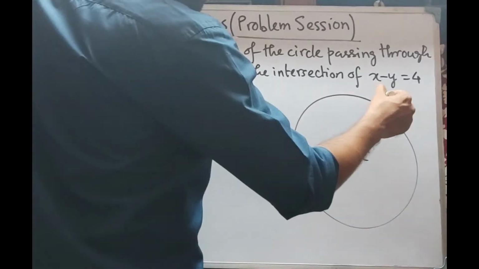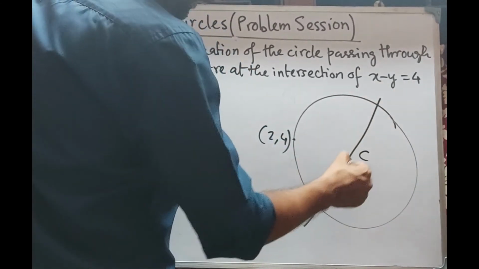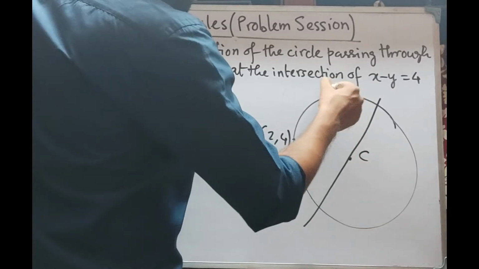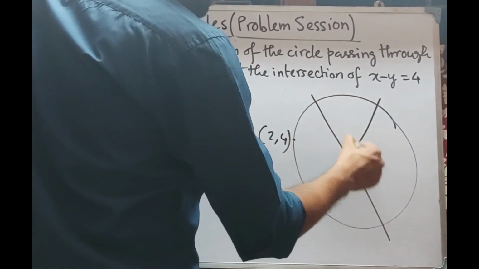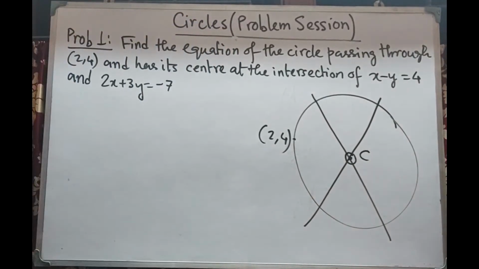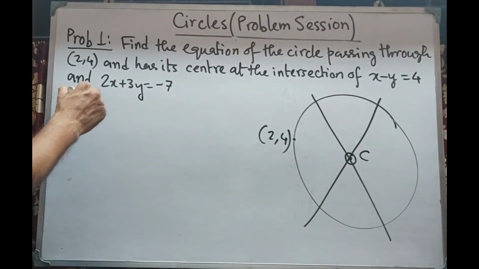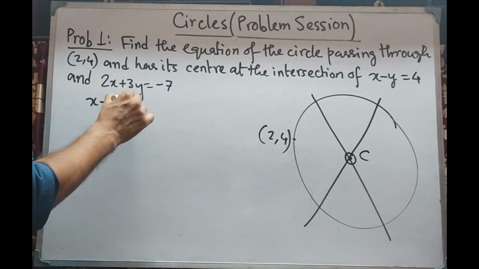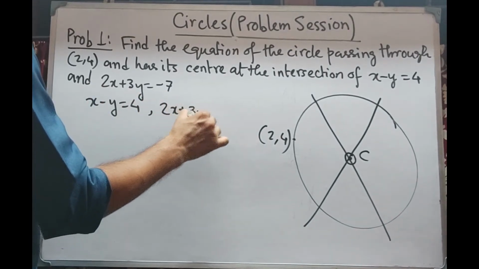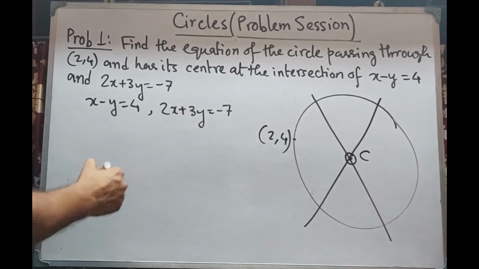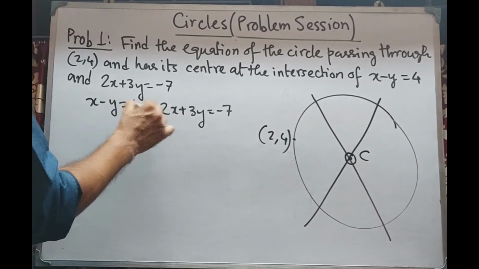So that means the lines will be passing through this point. Say the other line I am taking like this. So this point of intersection is the center of the circle. So let me take the lines like this here. x minus y is equal to 4 and 2x plus 3y is equal to minus 7. So this is 1 and this is 2.